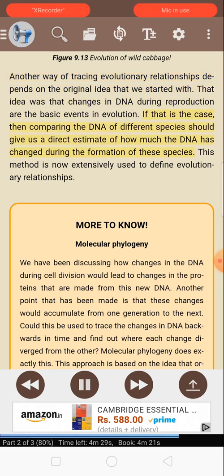If that is the case, then comparing the DNA of different species should give us a direct estimate of how much the DNA has changed during the formation of these species. This method is now extensively used to define evolutionary relationships. More to know, molecular phylogeny. We have been discussing how changes in the DNA during cell division would lead to changes in the proteins that are made from this new DNA.